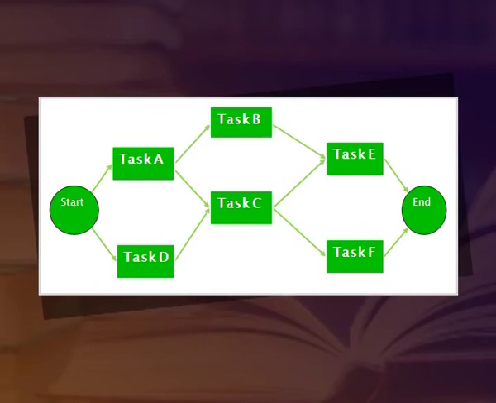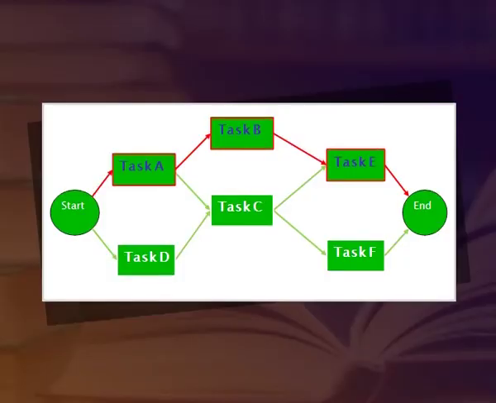Here is a simple example. Start, task A, then task B, task E, end. Then again from start, task D, task C, task F, then end. In this project, there are 5 paths. The path 1 is A, B, E.